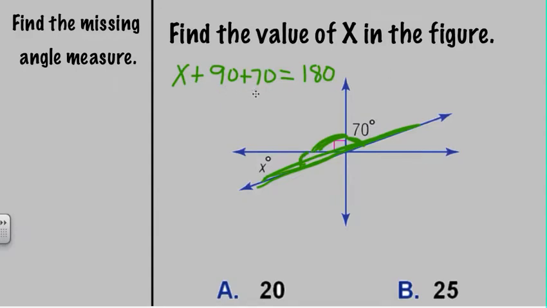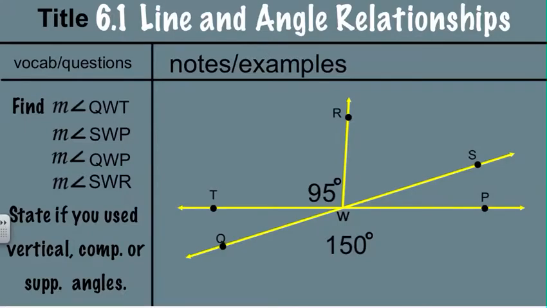90 plus 70 is 160. So I have x plus 160 equals 180. Railroad tracks. Subtract 160 from both sides, and I find that x equals 20 degrees. All right.